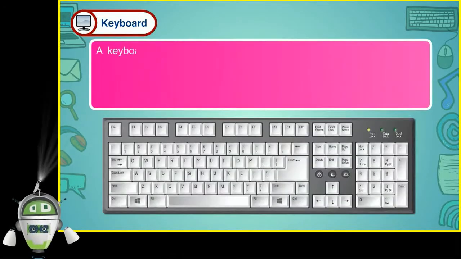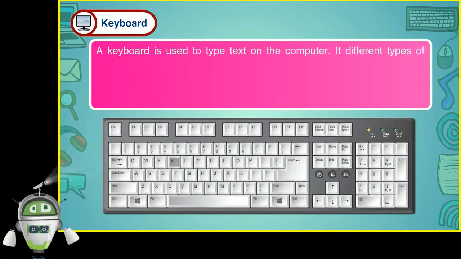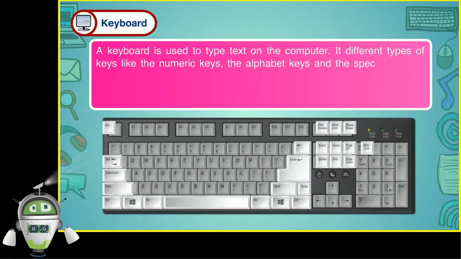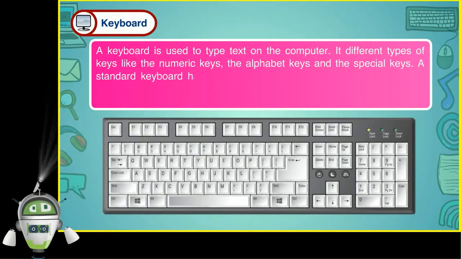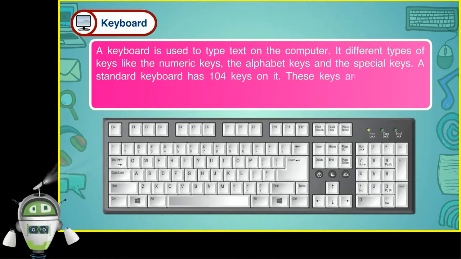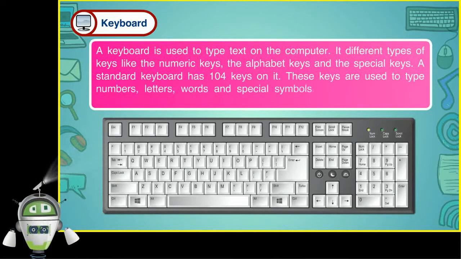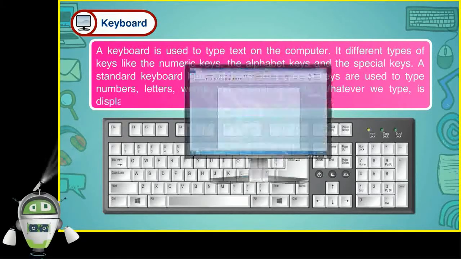Keyboard. A keyboard is used to type text on the computer. It has different types of keys, like the numeric keys, the alphabet keys, and the special keys. A standard keyboard has 104 keys on it. These keys are used to type numbers, letters, words, and special symbols. Whatever we type is displayed on the monitor.